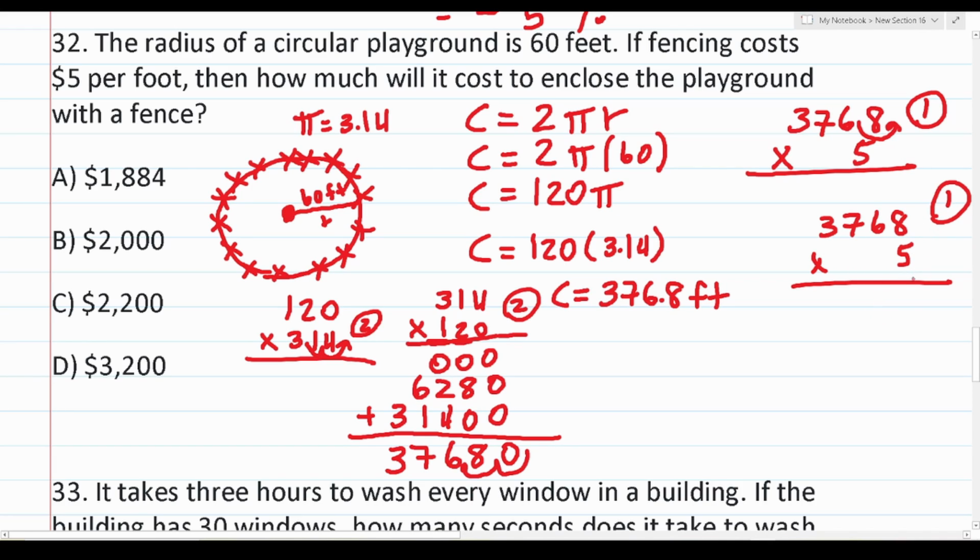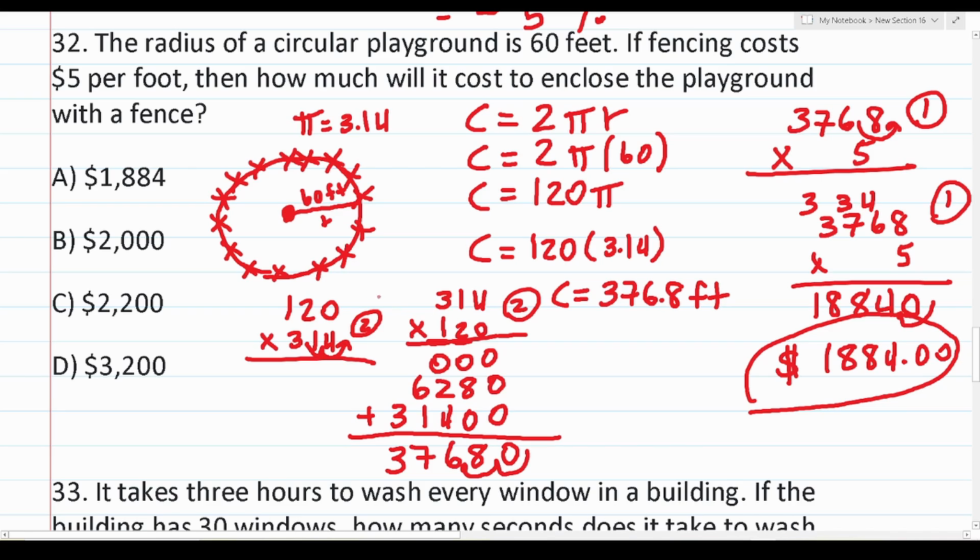And once I work this out, I'm going to take 1 decimal and shift it back to the left. 5 times 8 is 40, so we bring down a 0 and carry a 4. 6 times 5 is 30 plus 4 is 34, so we bring down a 4 and carry a 3. 7 times 5 is 35, 36, 37, 38, bring down an 8 and carry a 3. 5 times 3 is 15, 16, 17, 18. Shift our 1 decimal back to the left. So we can see that in total, it's going to cost $18.84 to fence this playground if fencing costs $5 per foot.